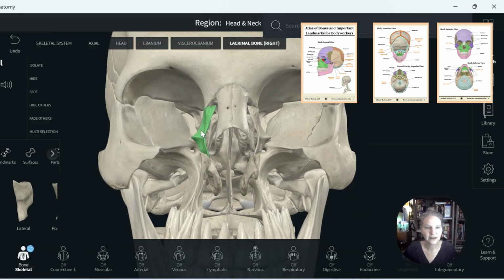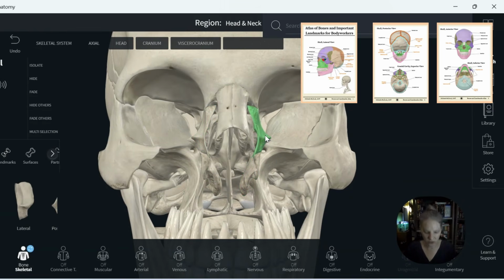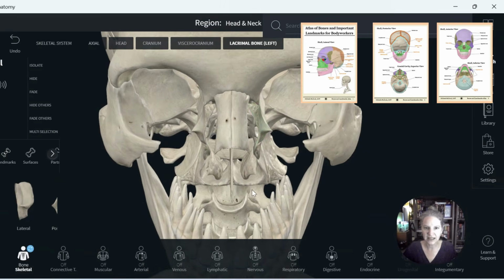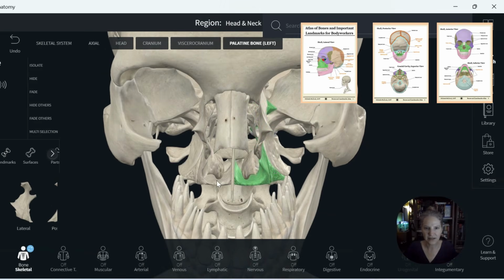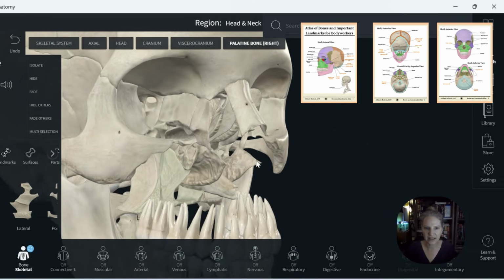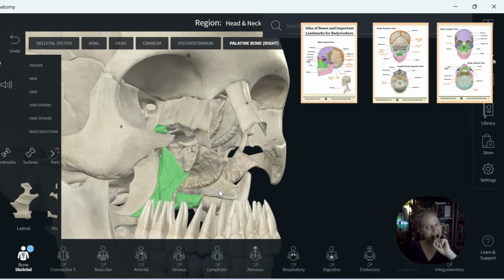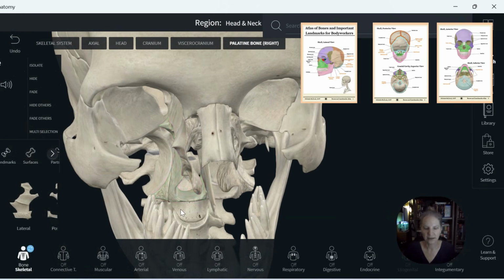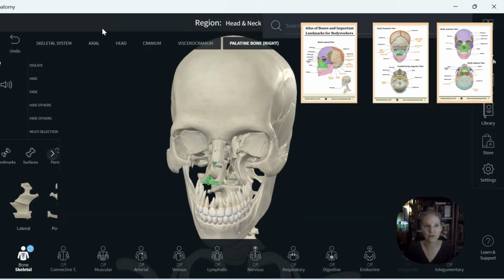What else have we got? Lacrimal. There's the lacrimal bones. We've got 2 of those. And then the palatine, there they are. To put that in context, they're the palate inside the mouth. All right. So I showed you the vomer, I showed you the conchae, and then mandible. So we've gone through all of those facial bones.